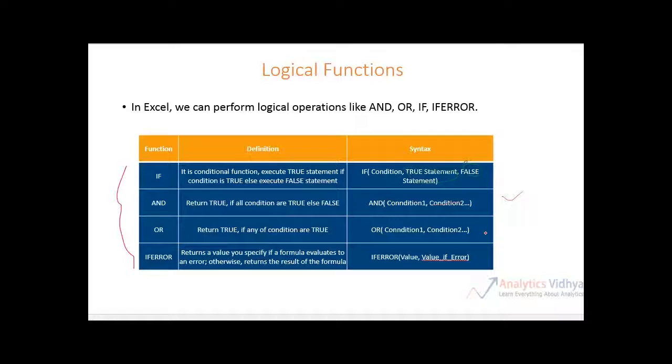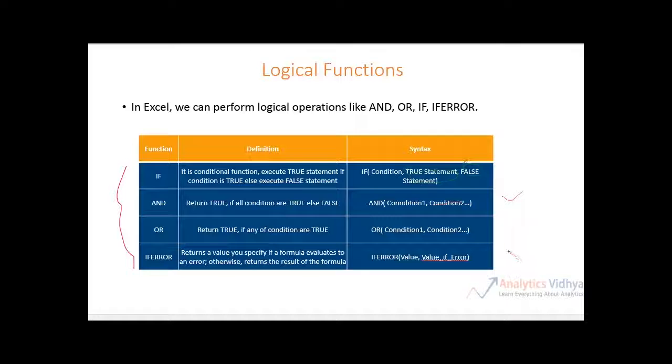Hence, a basic difference that you would have noticed between the AND function and the OR function is that for the AND function to return a true value, all the conditions have to be true. But in the OR function, it is not important that we get all the conditions as true. Even if one of the conditions is true, the function will return true.